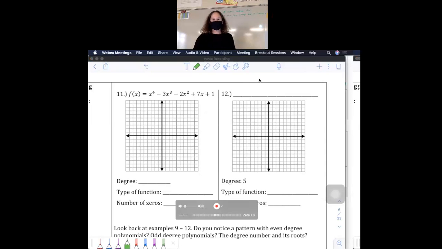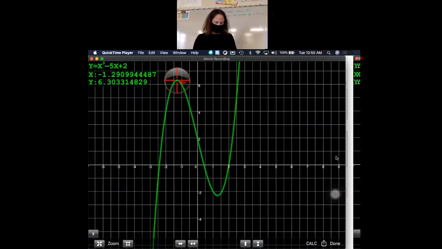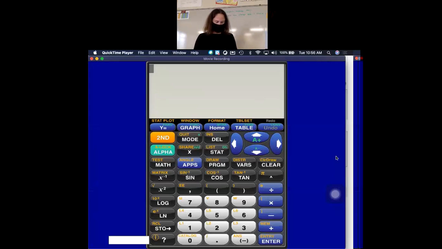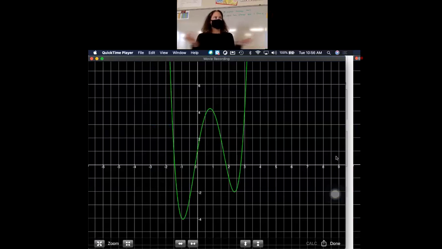Okay. Go ahead and try number 11 the same way. Graph it. Okay, so let's take a look here. It's x to the 4th. Let me go to my calculator. Here it is. Okay, so there's my equation, right?